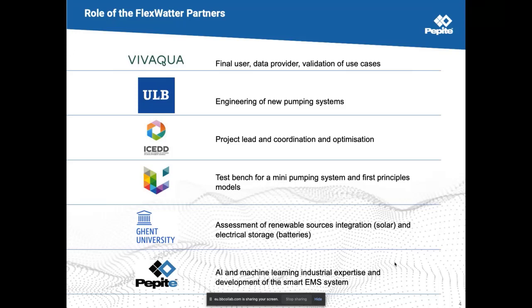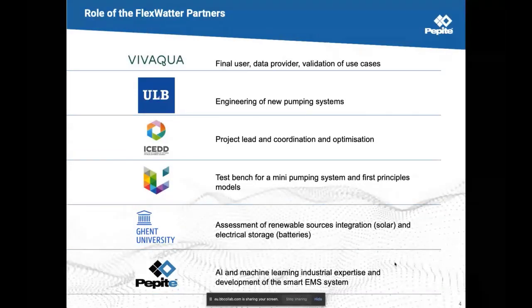We have ISET, which is a kind of research center, which is the project lead and responsible for coordination, as well as for technical matters regarding optimization. And we have the University of Liège, which will be designing a kind of mini pumping system in the lab using a first principle model. It will be very useful to test some control models without going onto the real system, because we need a kind of test bench in order to be sure that what we do makes sense.